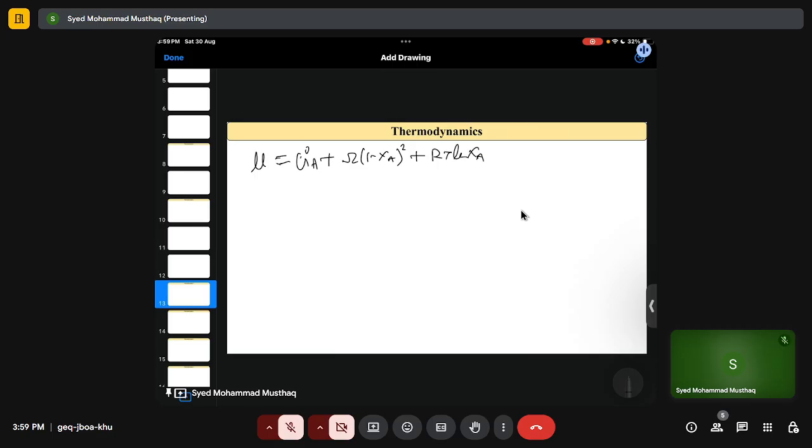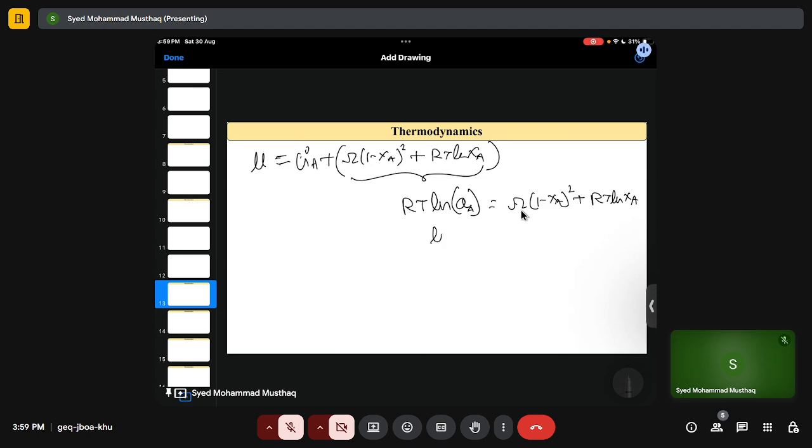So what if I can write this whole term as one term? So let's try. Let's write RT ln, and represent the term as activity. So that's how we are slowly moving towards activity. Activity of A will be equal to mu, 1 minus xa whole square plus RT ln xa.